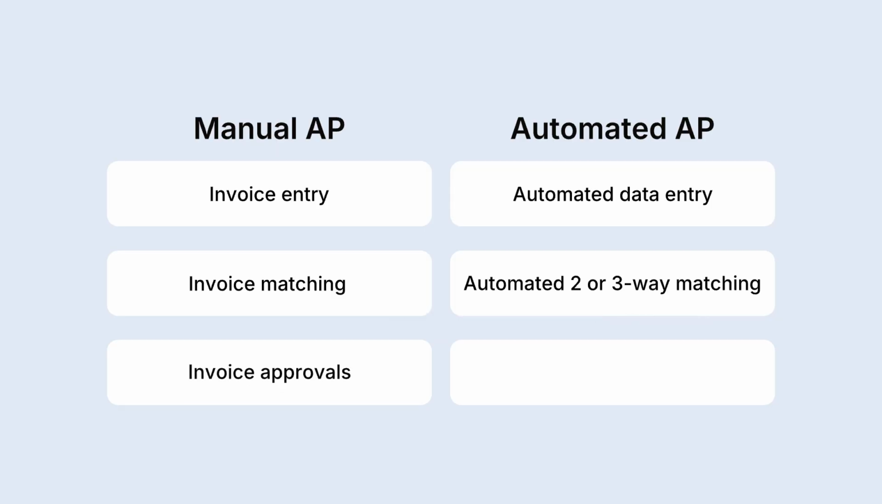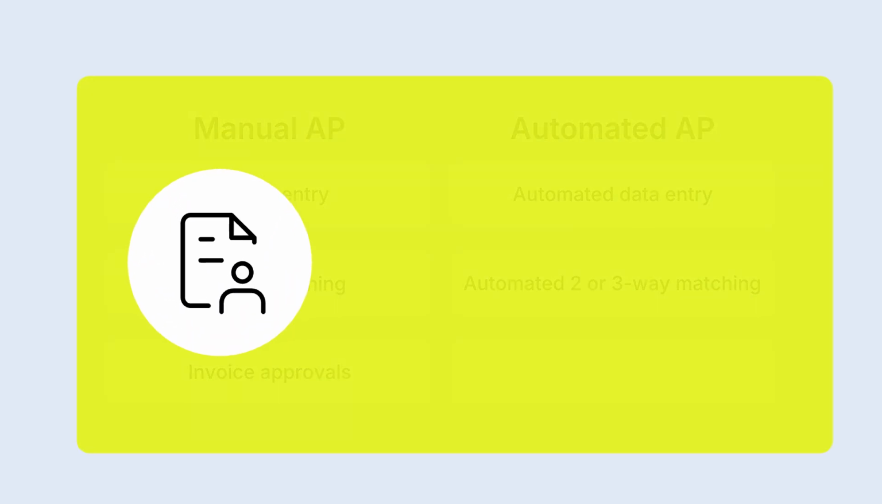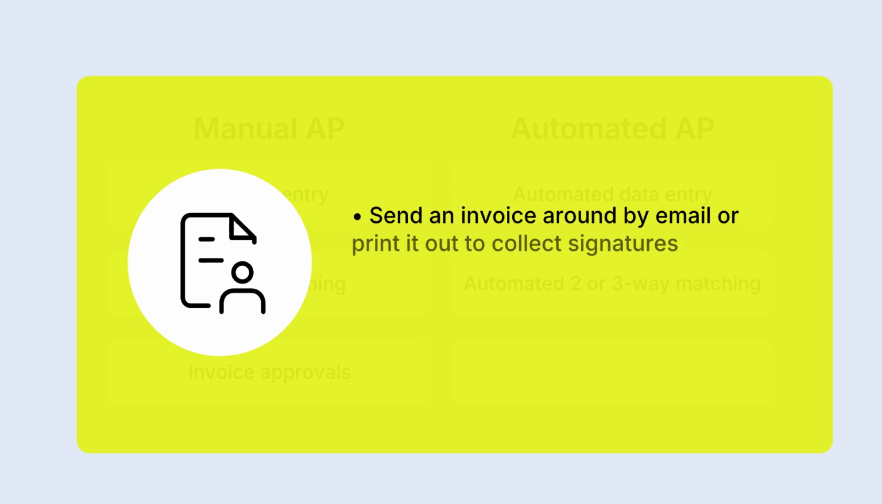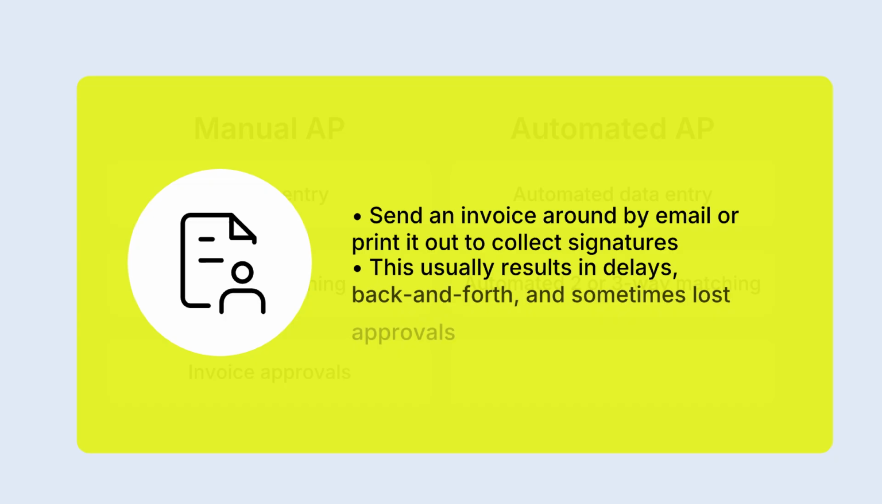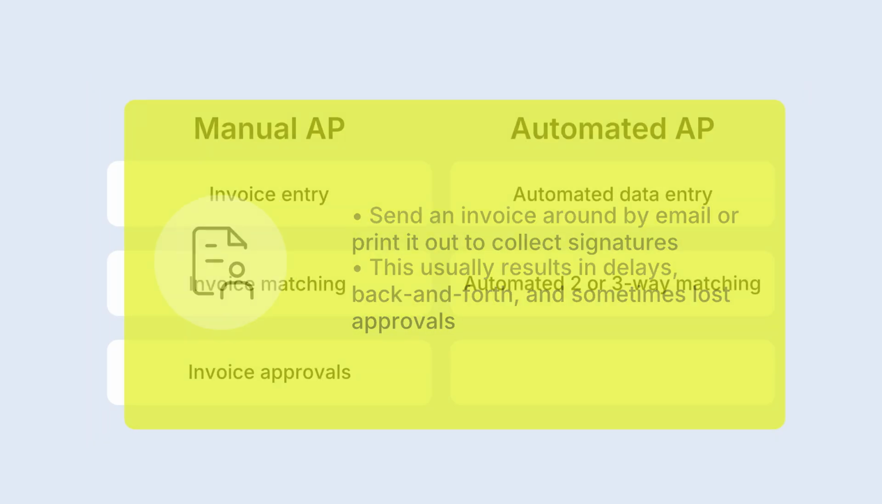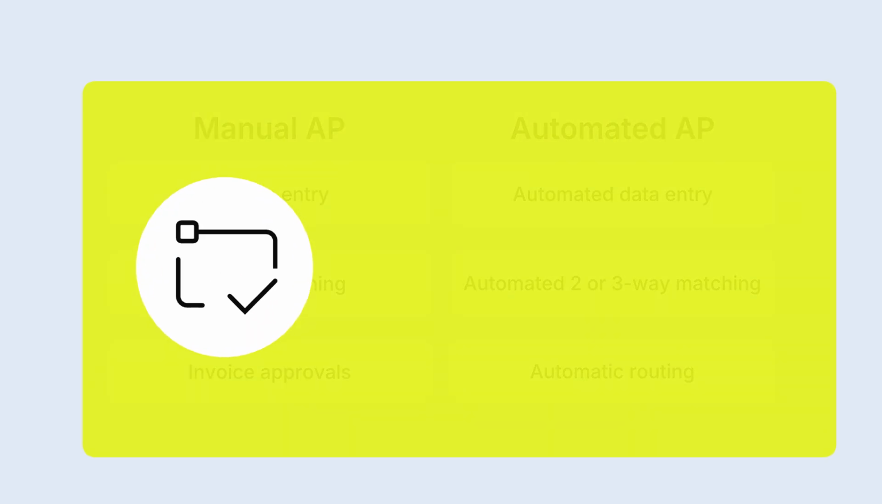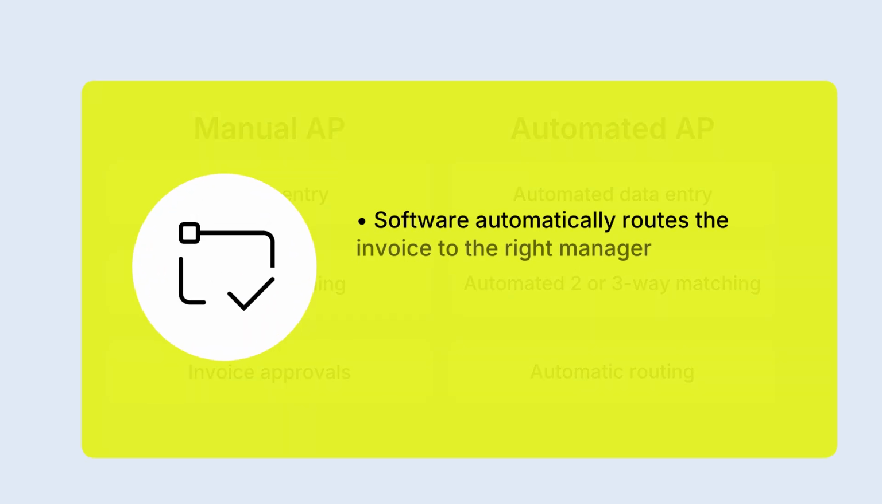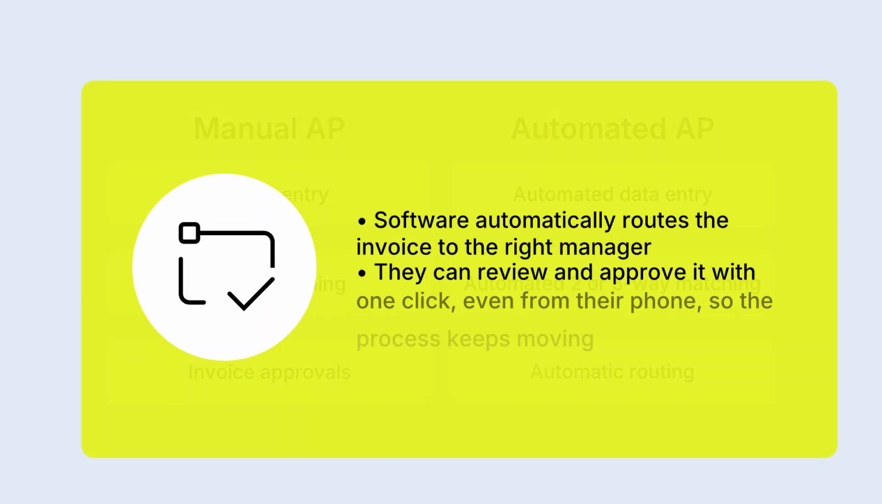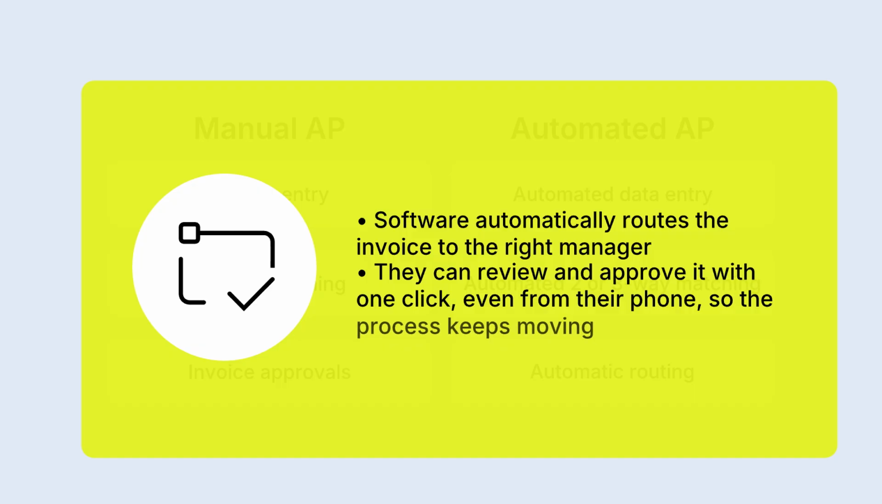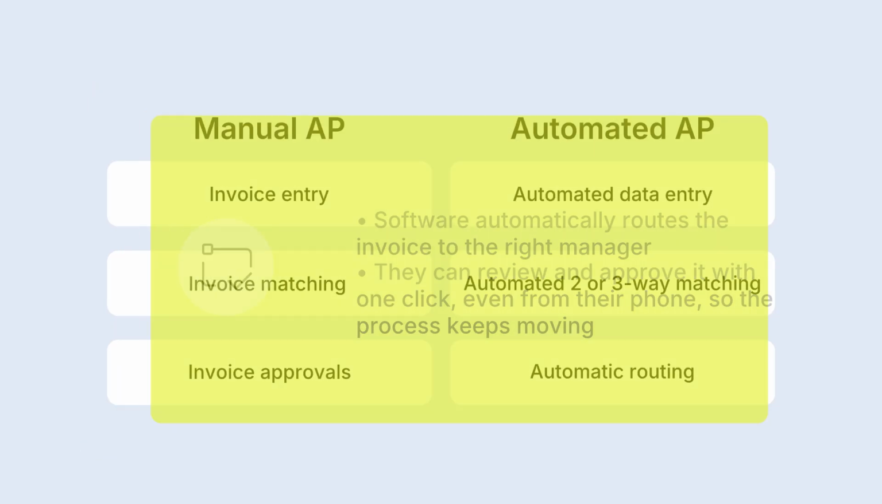And one last example is approvals. If you're doing this manually, you probably have to send an invoice around by email or even print it out to collect signatures. That usually means delays, back and forth, and sometimes lost approvals. With automation, the system automatically routes the invoice to the right manager. They can review and approve it with one click, often from their phone, so the process keeps moving smoothly.